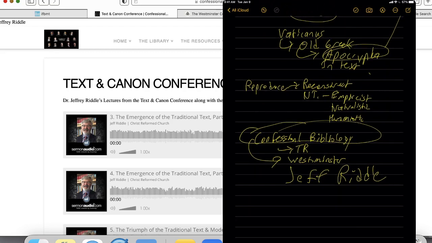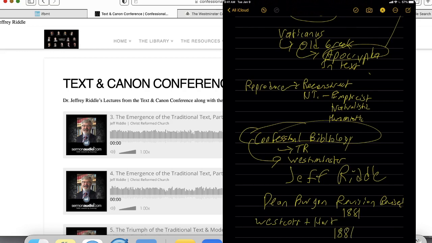There was a guy named Dean Burgon. In 1881, he wrote a book called Revision Revised, and he was critical of Westcott and Hort. Westcott and Hort put out a Greek text in 1881, and theirs was the first majorly accepted Greek text that departed from the TR in many different places.